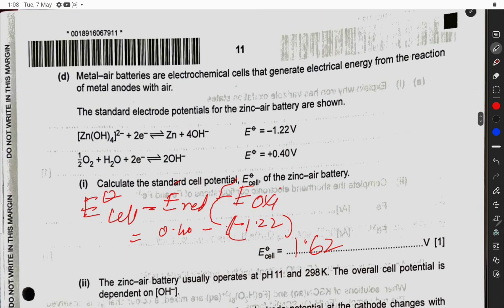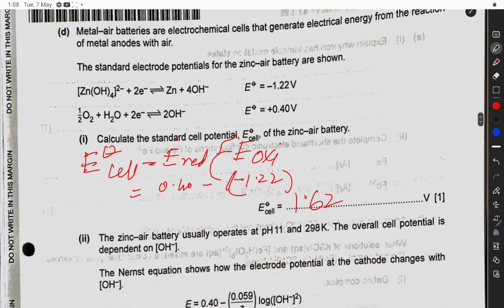Metal air batteries are electrochemical cells that generate electrical energy from the reaction of metal anodes with air. The standard electrode potentials for zinc air battery are shown. Zinc hydroxide plus 2 electrons to form the complex ion, zinc plus 4 OH negative. This is E naught of minus 1.22, and this is the reaction at the anode. Plus 0.40 is more positive, this is less negative. So this is the reduced value and this is the oxidized value.